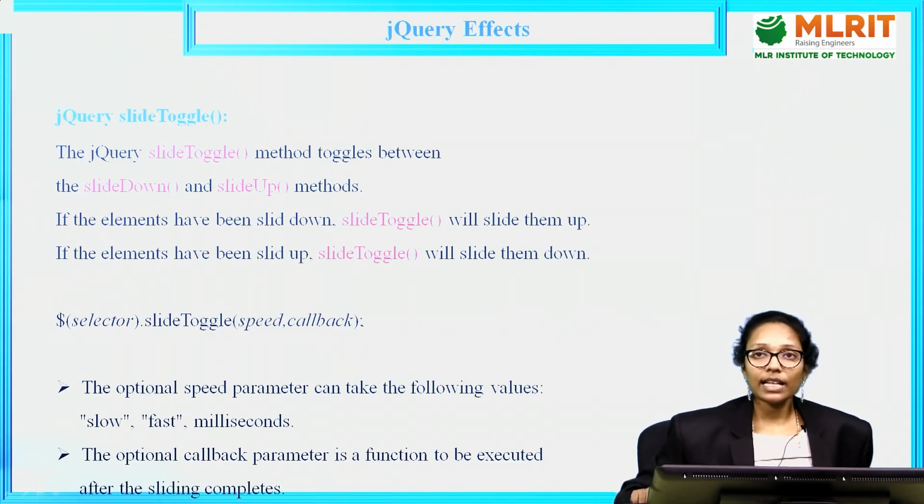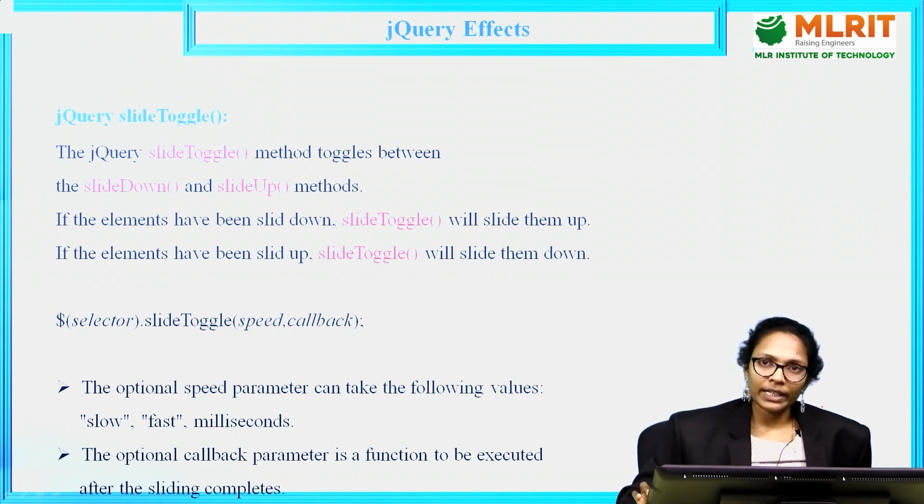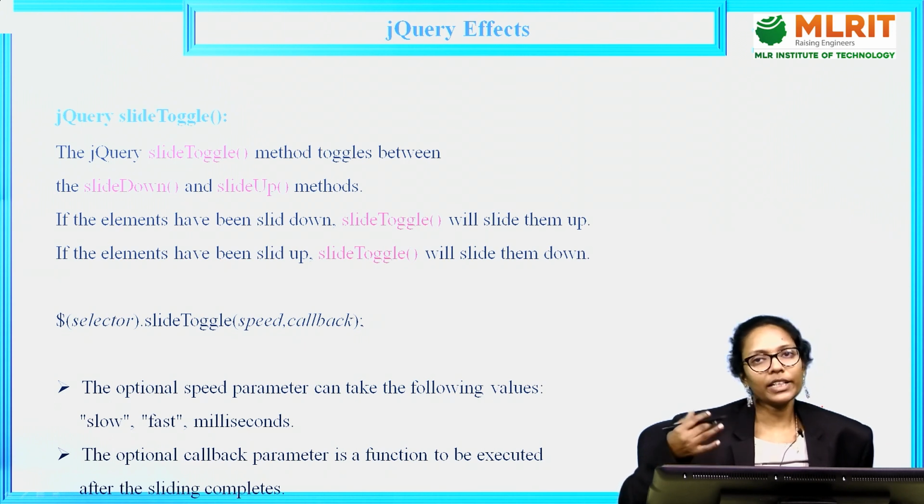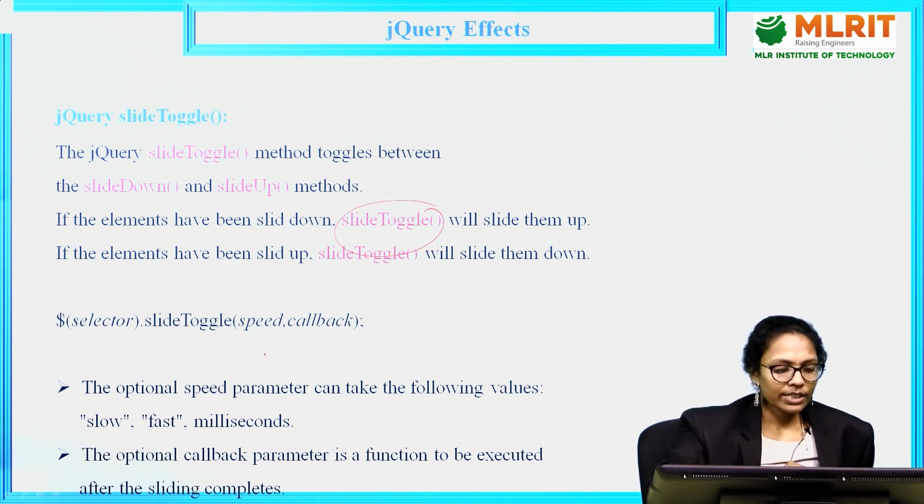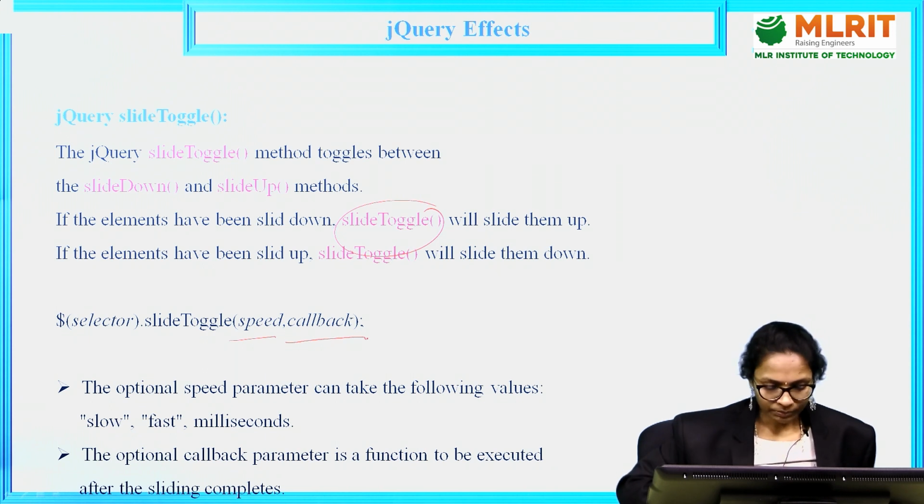So this is slide up. And next is slide toggle. I want to perform both at a time, slide up as well as slide down. If I click on the single button, it should slide up if it is visible, and slide down if it is not visible. So both functions will be performed by using the slide toggle function. Again, the syntax is the same, speed and callback.